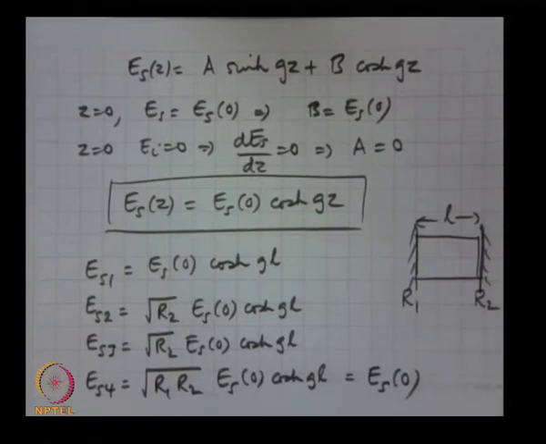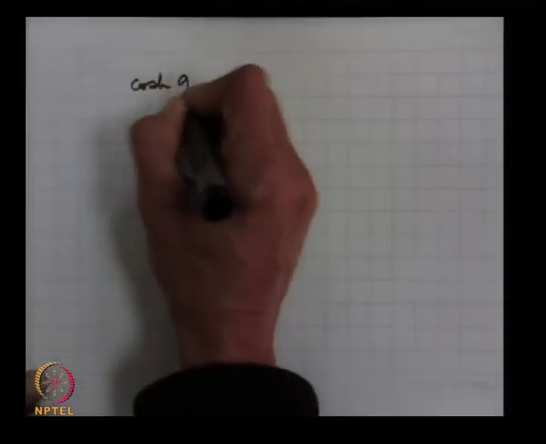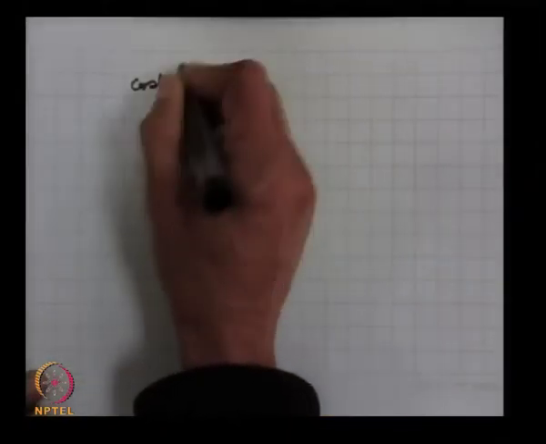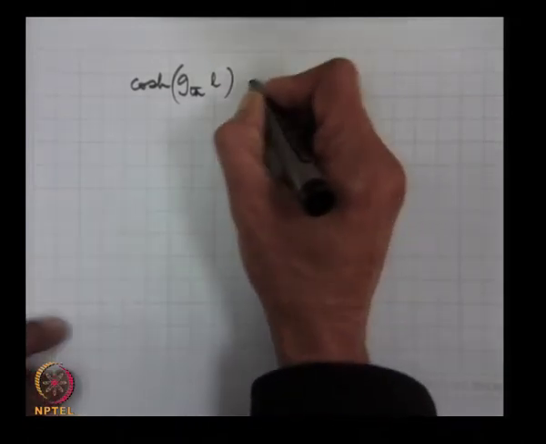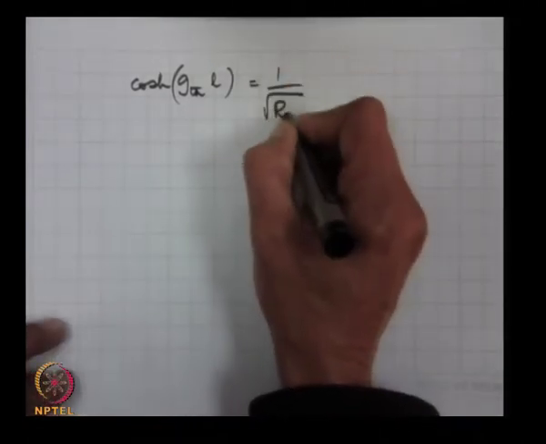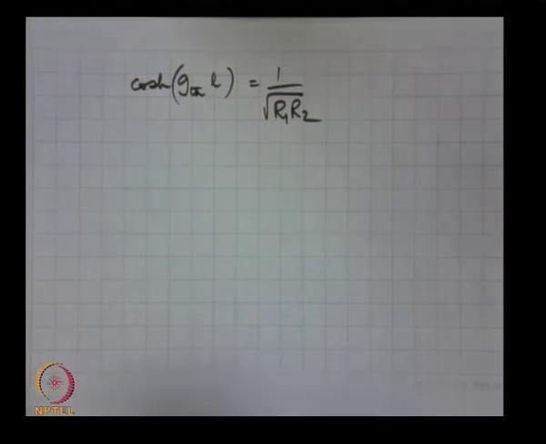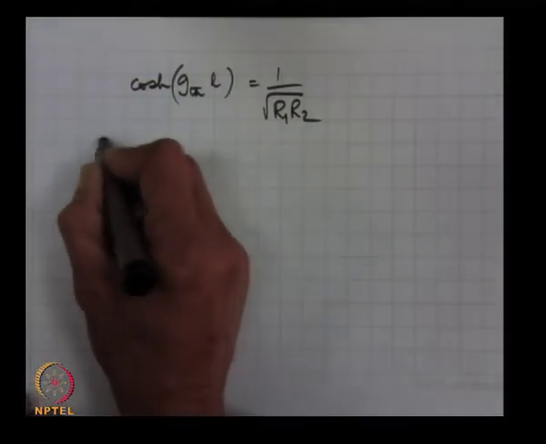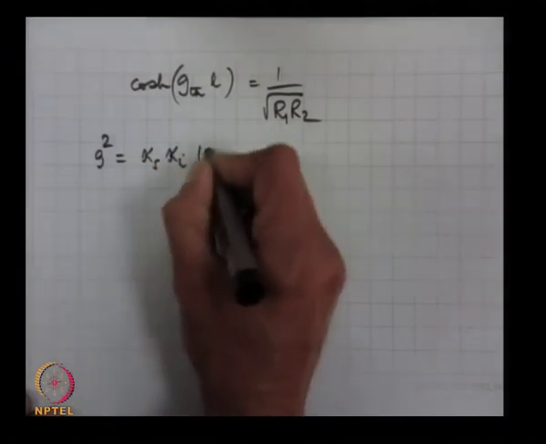So I get a condition that cosh, let me call this cosh with a subscript threshold, G_TH, is equal to 1 by square root of R1 R2. And G, remember G² was equal to kappa_s kappa_i |Ep|².